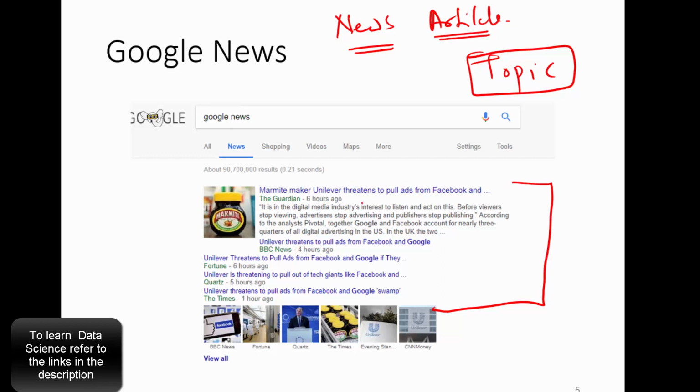So, Unilever threatens to pull ads from Facebook and YouTube. That's in the newspaper Guardian. In BBC News, it says that Unilever threatens to pull ads from Facebook and Google. So we have articles being published in many different news sites, whether it's Guardian, BBC News, Fortune, Quartz, The Times, and so on.